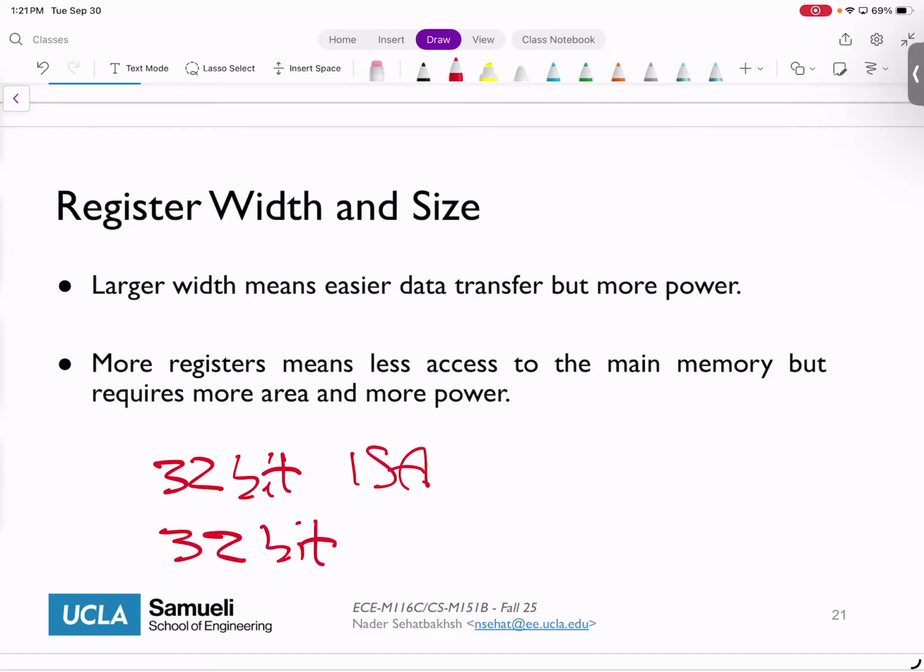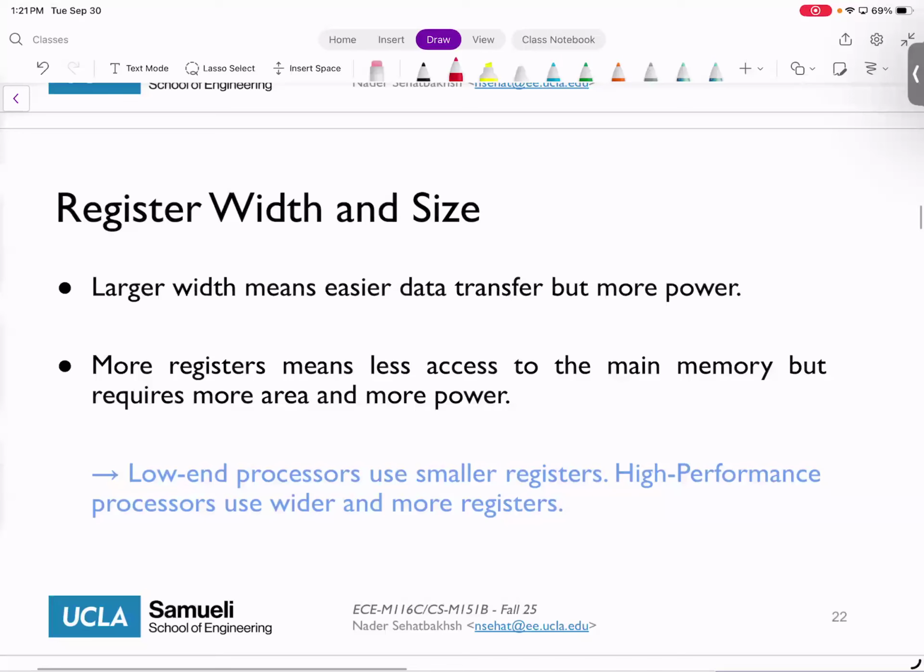Okay, but generally, the wider it is, the more things I can do at the same time. But the wider it is also means that it requires more power. So there's this trade-off that you need to understand. And then the trade-off again between a high-end processor and a low-end processor is that a high-end processor uses more registers and wider registers. For example, your laptop or server typically has a 64-bit architecture, but if you go to your microcontroller or your mobile phones, these are usually 32-bit or sometimes even 16-bit, or at the very low end, even 8-bit instructions.